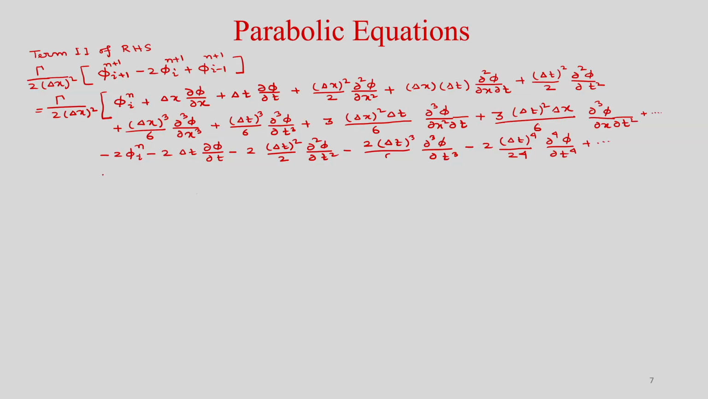Now, let us write the expansion of φᵢ₋₁ at time level n+1. So, you can write it as plus φᵢⁿ minus Δx ∂φ/∂x plus Δt ∂φ/∂t plus Δx²/2 ∂²φ/∂x².